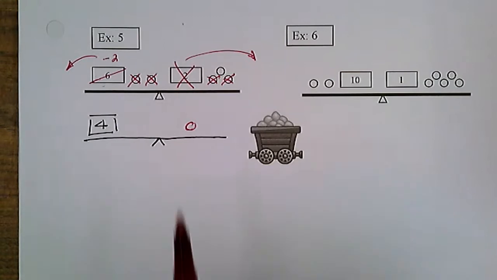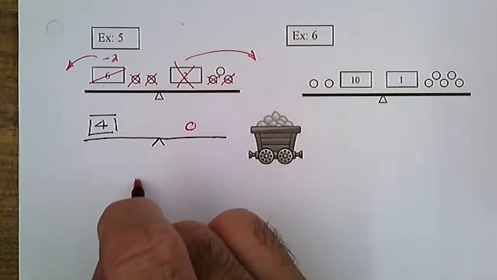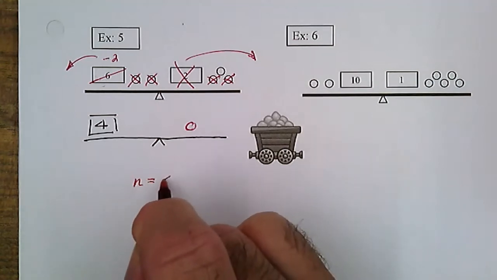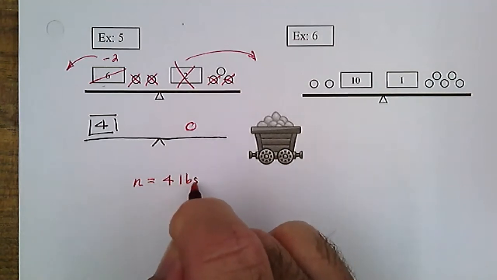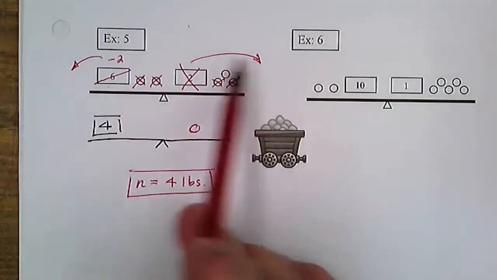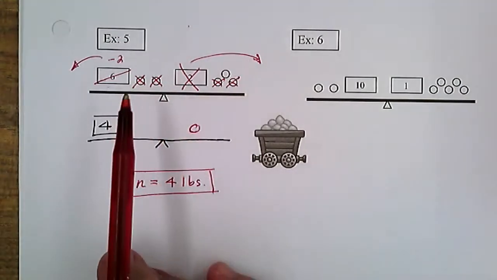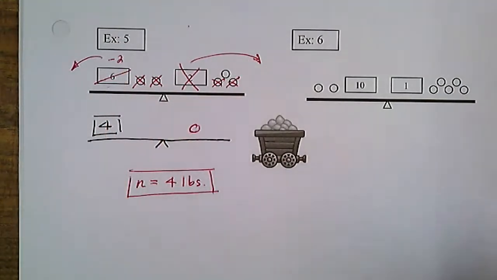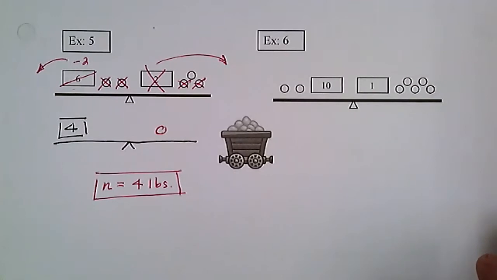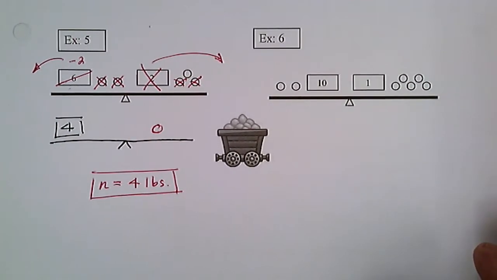And so if I only have 1 nugget and I have 4 pounds over here, then each nugget weighs 4 pounds. And I solved that entire problem by just eliminating, by taking things off. Okay. All right, here we go. One more together, and then you've got, I believe, 3 on your own.